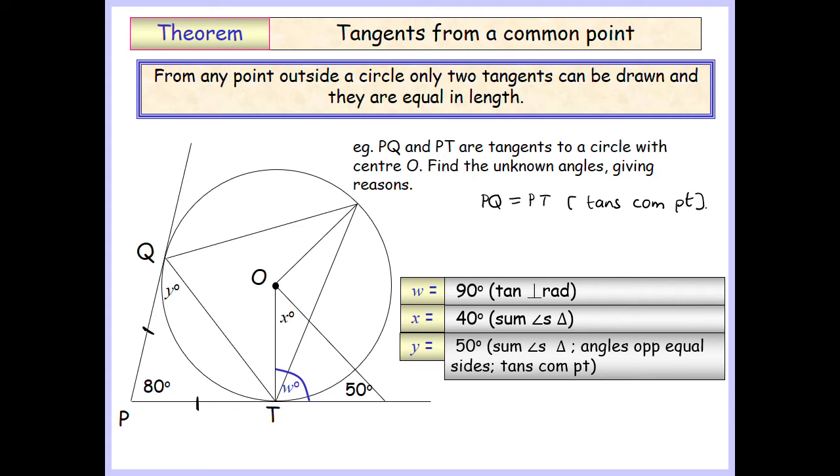Okay, so they said 180 minus the 80 gives you 100, and then they divided it by 2, because this one needs to be 50 and this one needs to be 50. So those two reasons go together.